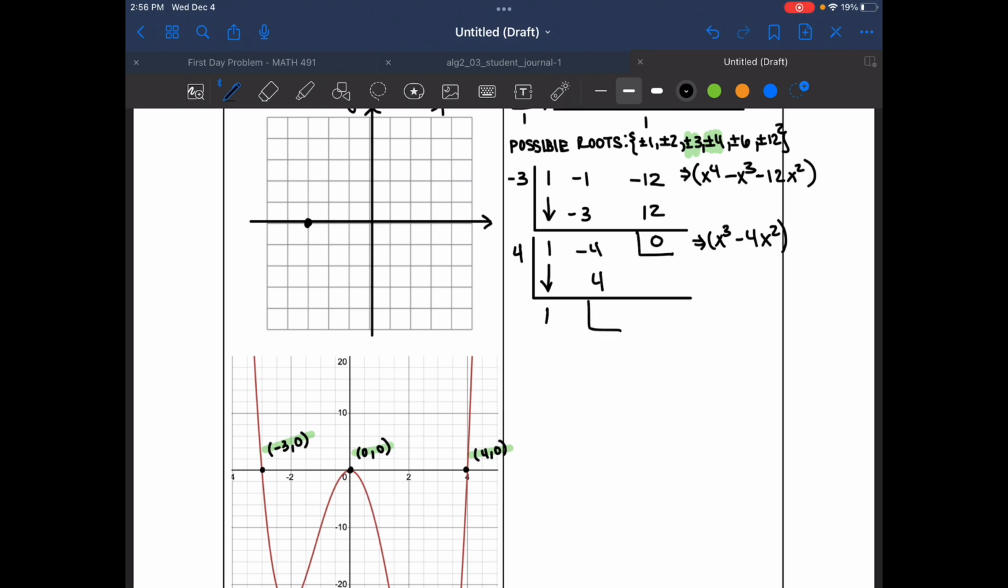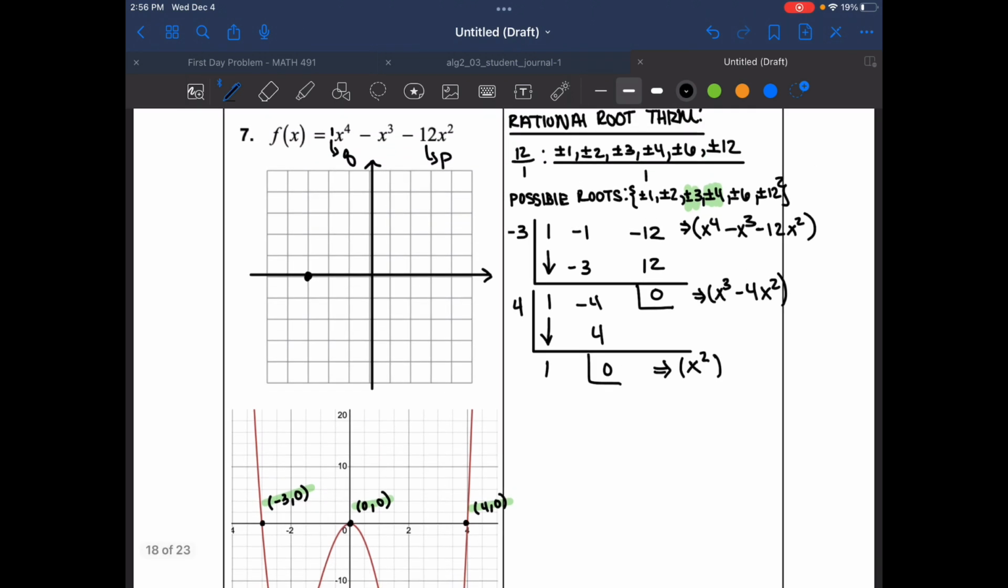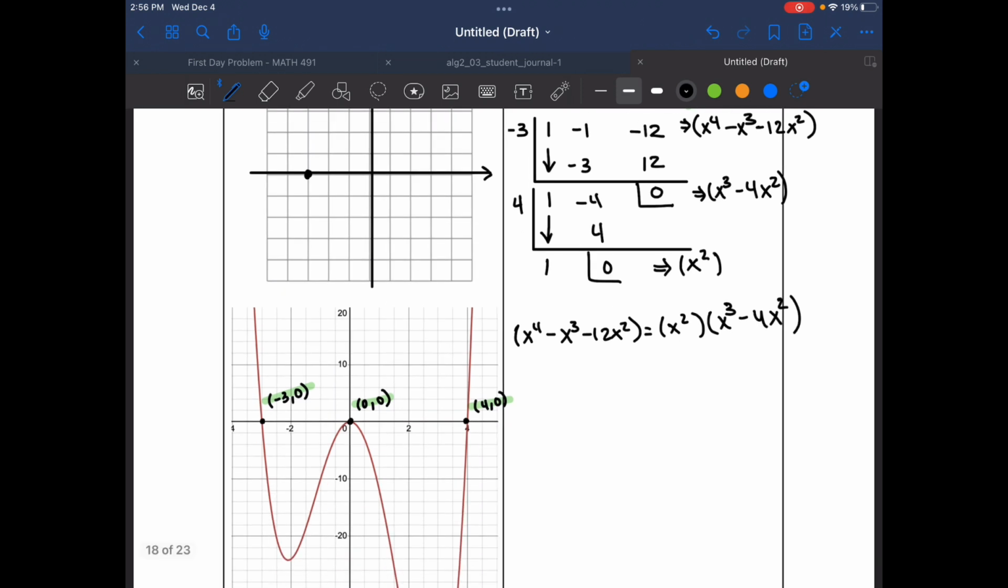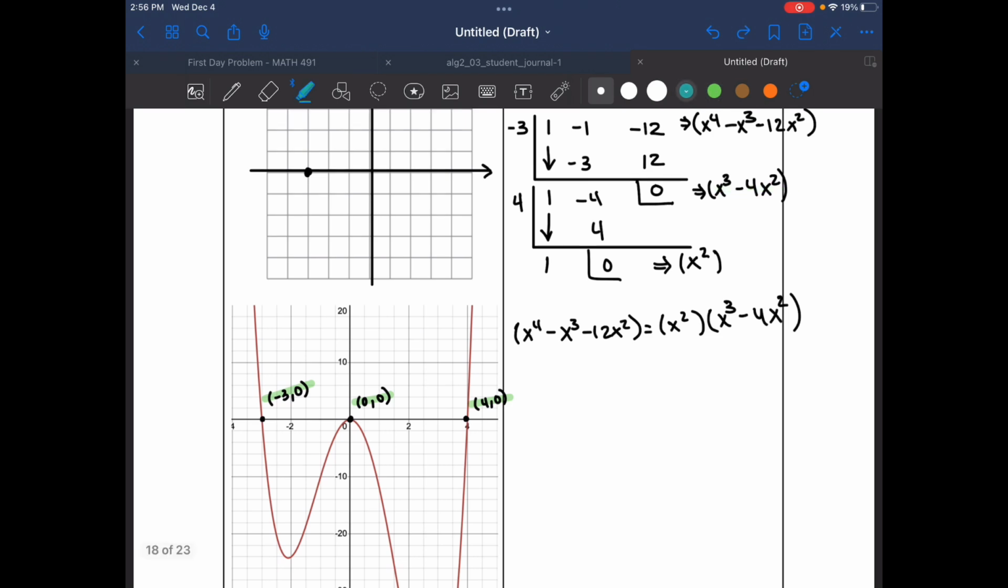So we get 1 and then 4 and 0. Now, once we're done pulling that out, this would be x squared, right? And we don't have to add anything to it. We don't have a remainder, so it's just x squared, right? So I know now that my original polynomial, x to the 4th minus x to the 3rd minus 12x squared, is equal to x squared times x to the 3rd minus 4x squared. Okay? And that comes from here. Let me change my color, here and here.